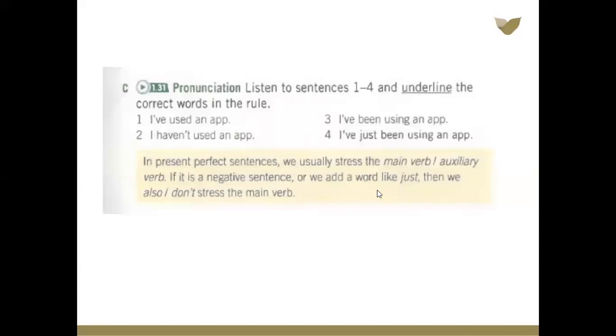They are talking about the sentence stress in a certain sentence. And in this scenario, it's present perfect sentences. And they're talking about how we usually stress the main verb, which is the auxiliary verb. If it is a negative sentence, we add a word like just, and then we do not stress the main verb. So this is how it works. So here you are actually targeting the accuracy. So now, just take a look at the speaking activity.